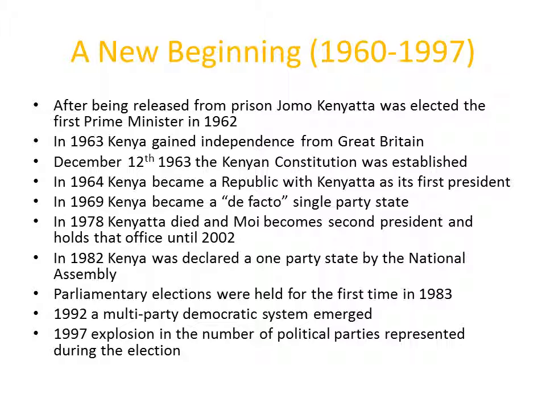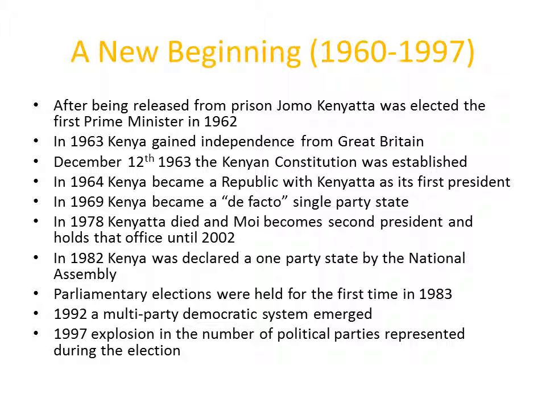In 1964, Kenya became a republic with Kenyatta as its first president. In 1969, Kenya became a de facto single-party state. In 1978, Kenyatta died and Moi became the second president and held that office until 2002. In 1982, Kenya was declared a one-party state by the National Assembly.